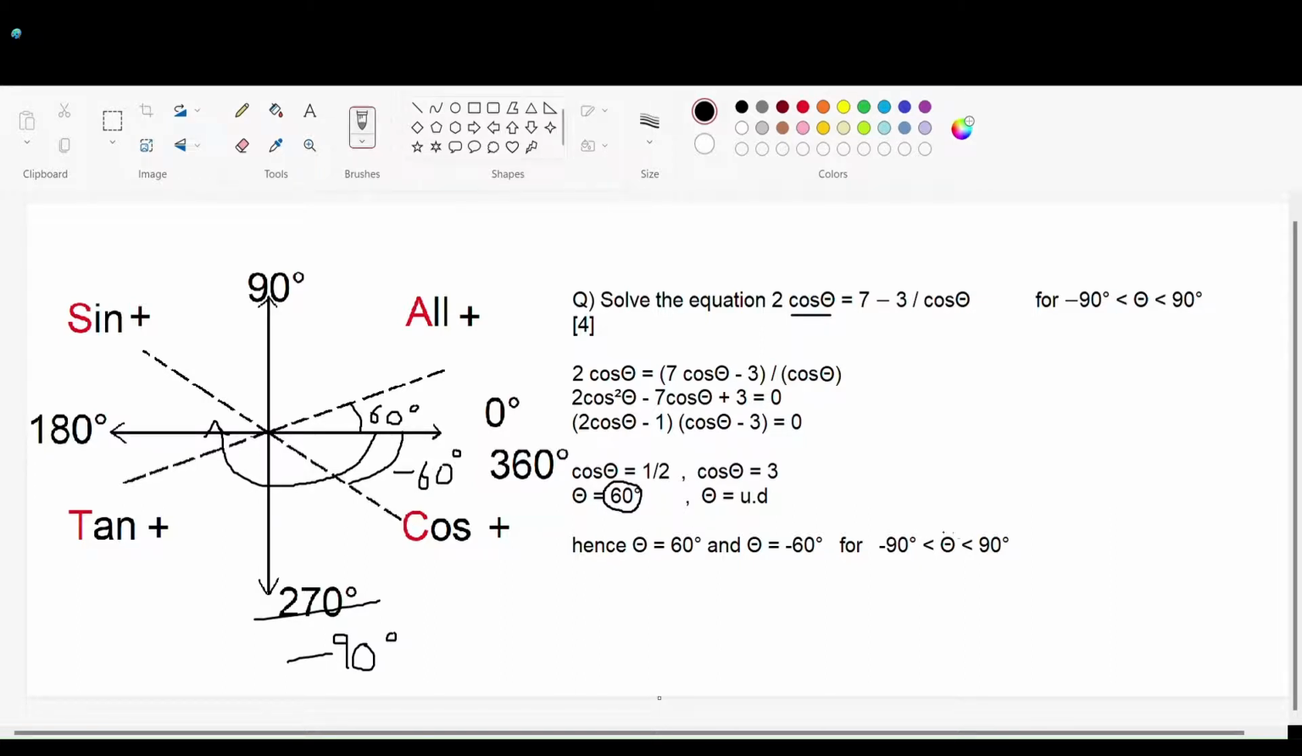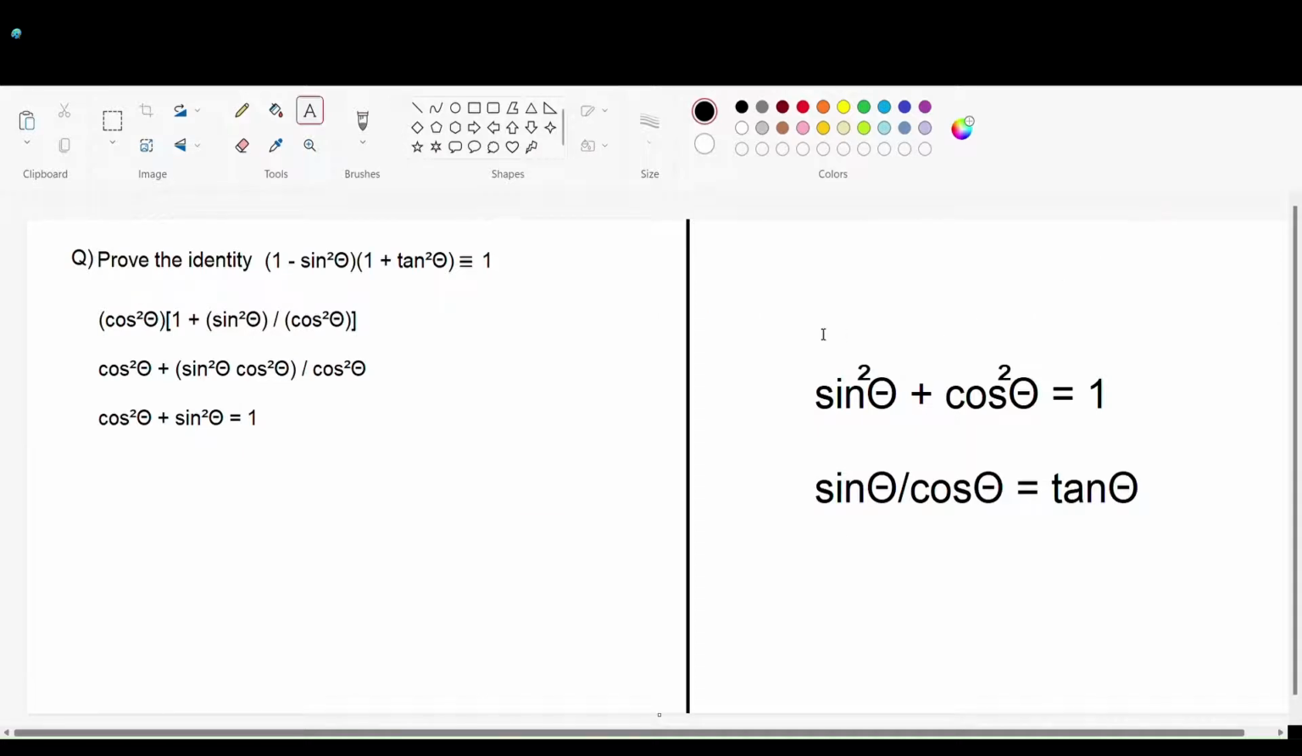Hence our two answers. For example, let's solve a question using these two identities. So prove the identity: 1 minus sine squared theta times 1 plus tan squared theta is equal to 1. This symbol represents that it is always equal to 1.